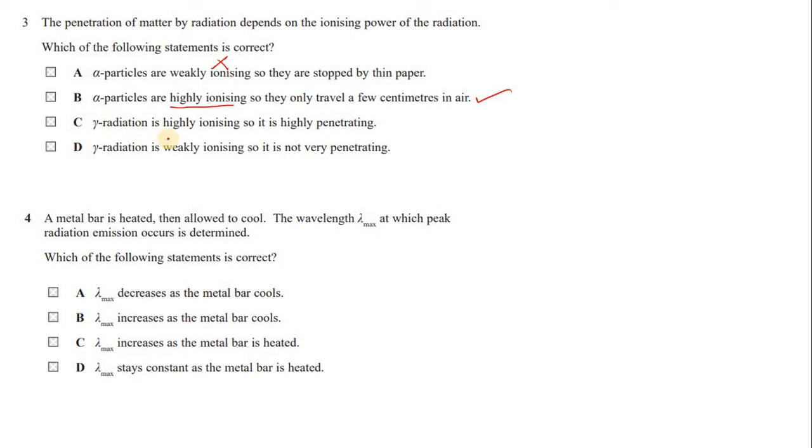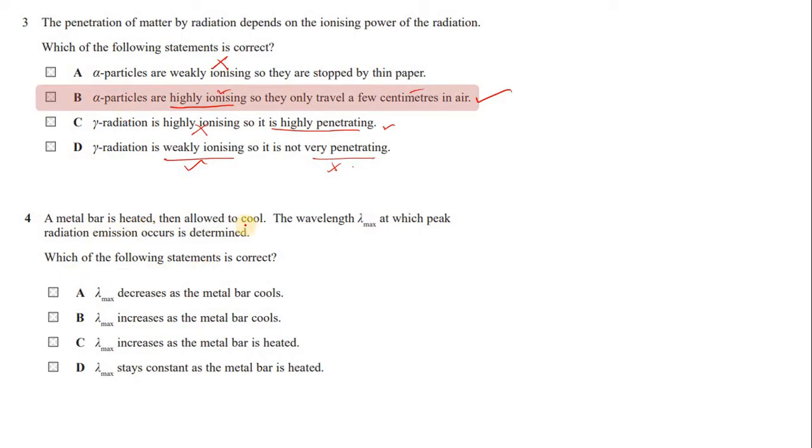Let's check the others. Gamma radiation is highly ionizing. No, this is wrong. Gamma is weakly ionizing, weaker than even beta. Gamma radiation is weakly ionizing. Yes, this is fine. It is not very penetrating. No, this statement is wrong. Gamma radiation is not highly ionizing, but it is highly penetrating. Alpha particles are highly ionizing, correct. They travel only a few centimeters. This is correct. So option is B.